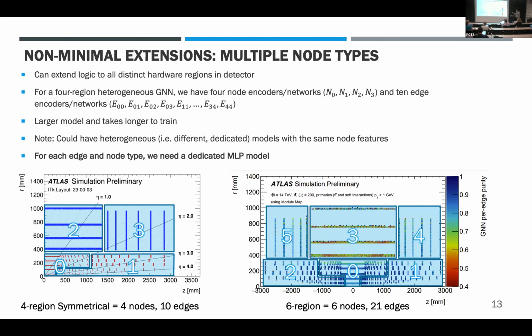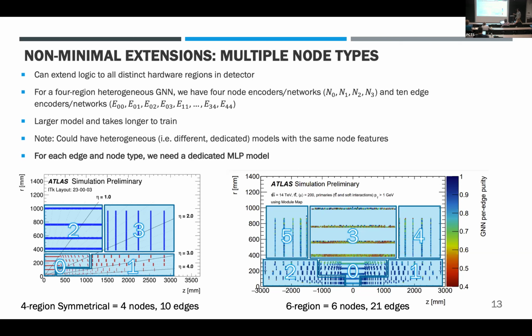Then of course we need four choose two combinations of edge. We need a 0, 0, a 0, 1, a 0, 2, and so on. So of course the trade-off here is that now we have 10 edge models, and 10 models is larger than one model, takes longer to train. We need more statistics to train it properly. So you're not getting a free lunch. I mean, there is a cost to incorporating heterogeneous information.